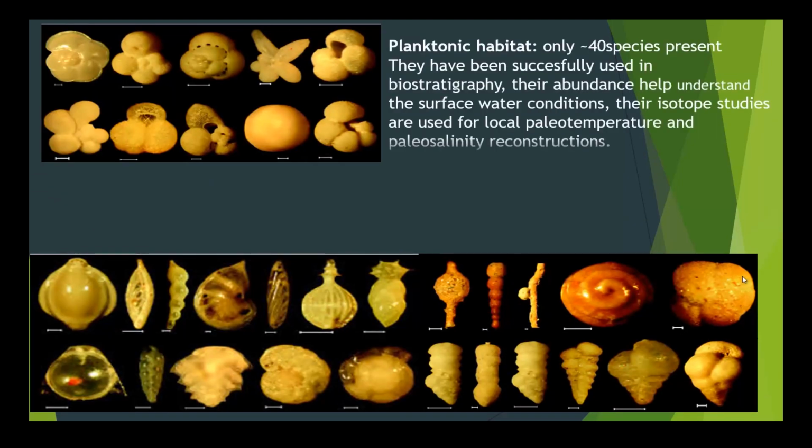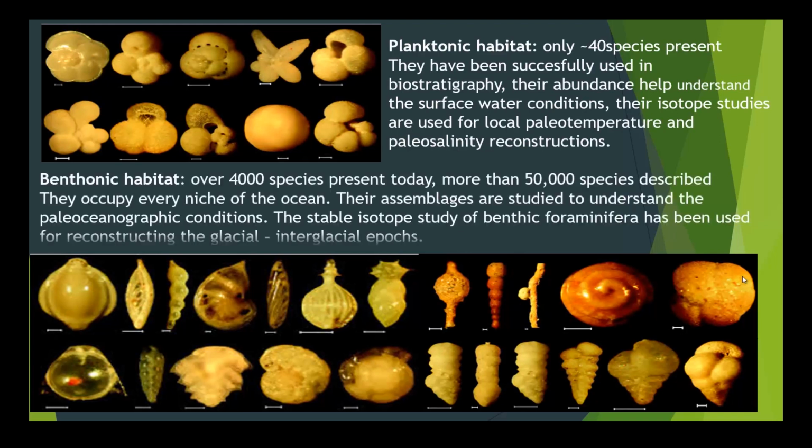Forams may be found in planktonic habitat and also in benthonic habitat. However, there are only 40 species of planktic forams present. They have been successfully used in biostratigraphy. Their abundance helps understand the surface water conditions. Their isotope studies are used for local paleotemperature and paleosalinity reconstructions.